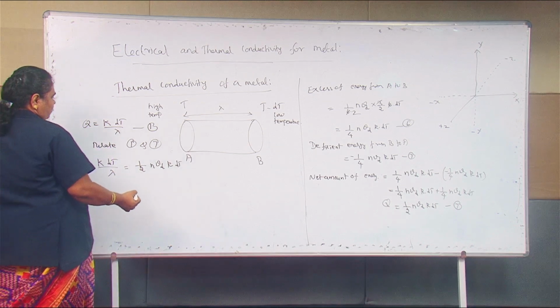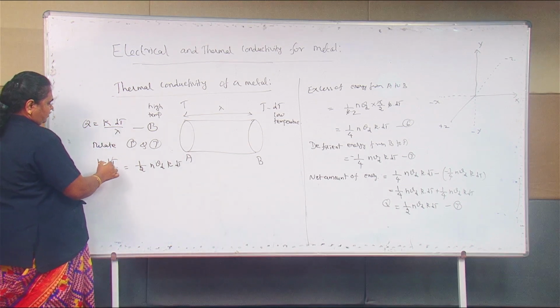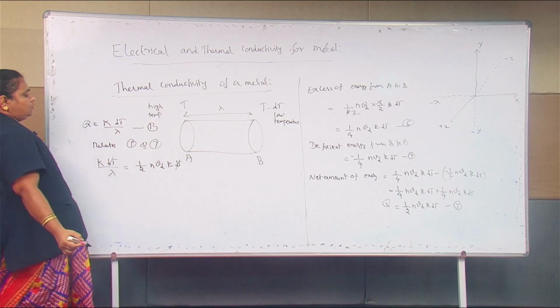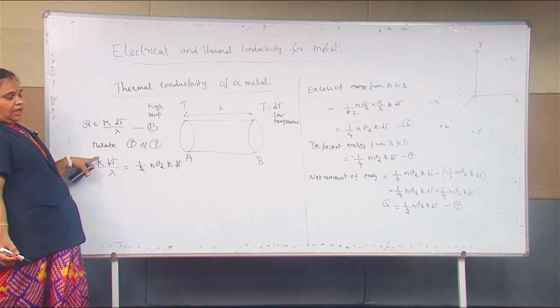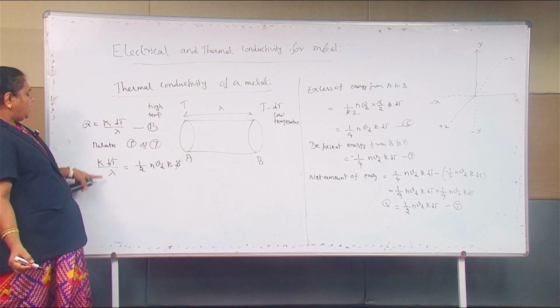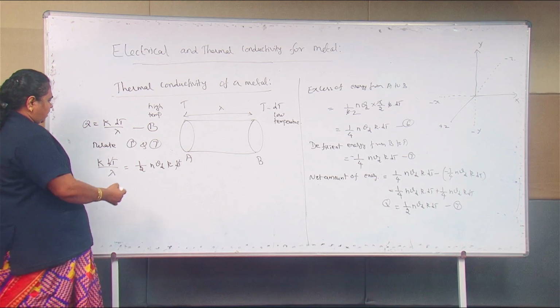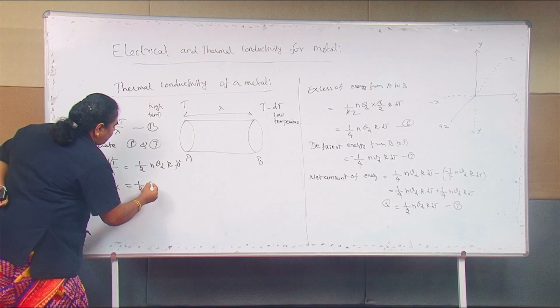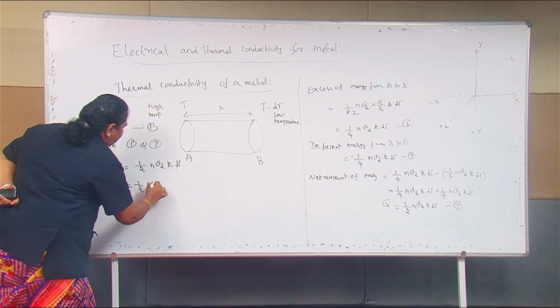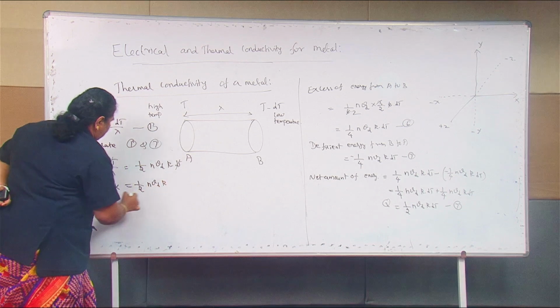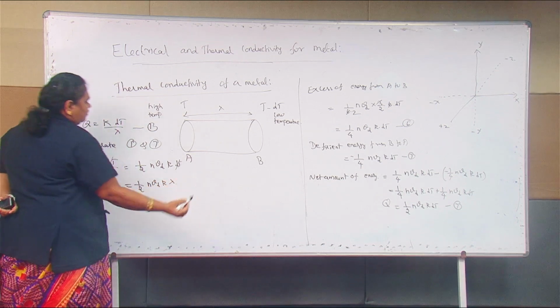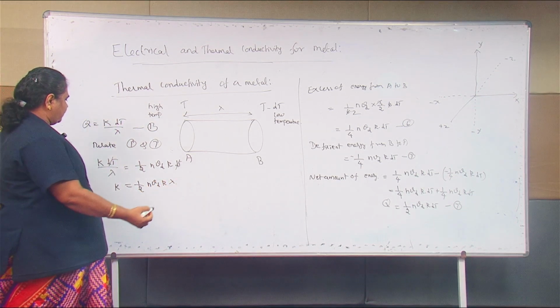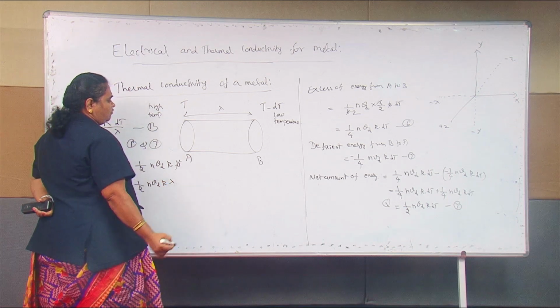Right. So when you relate these two expressions, this dT cancels. So we are trying to express in terms of K, because K is nothing but thermal conductivity. So we can arrive at the final expression, K is equal to 1 by 2, multiplied by n v_d c into lambda. As you know already from the basic definitions, lambda is nothing but the mean free path.